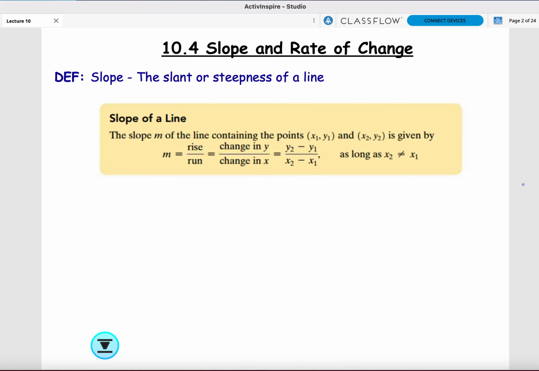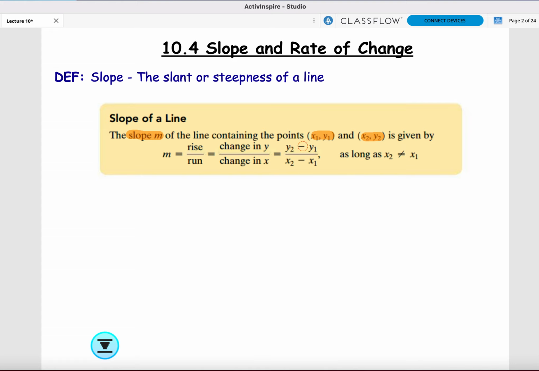We're going to start off with 10.4, slope and rate of change, where the slope is the slant or the steepness of a line. So the slope of a line, and you can pause to write this down, is the slope m of the line containing the points (x1, y1) and (x2, y2), which are two separate points, given by m equals rise over run, which is the same thing as a change in y over a change in x, which is equal to (y2 minus y1) over (x2 minus x1), as long as x2 does not equal x1.